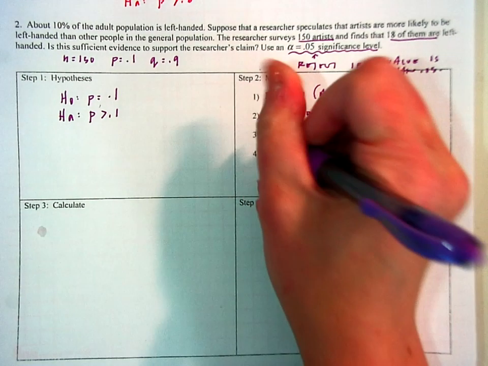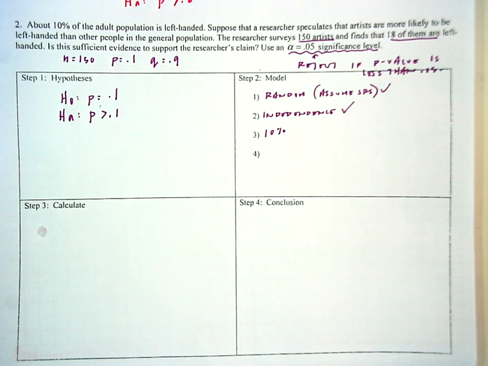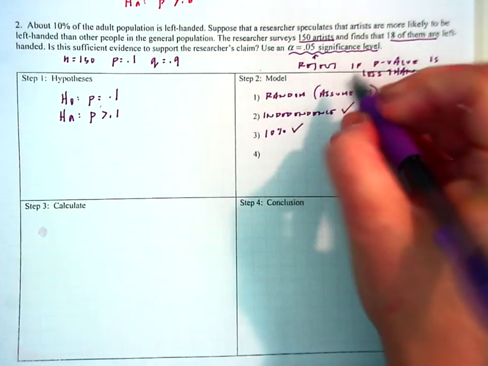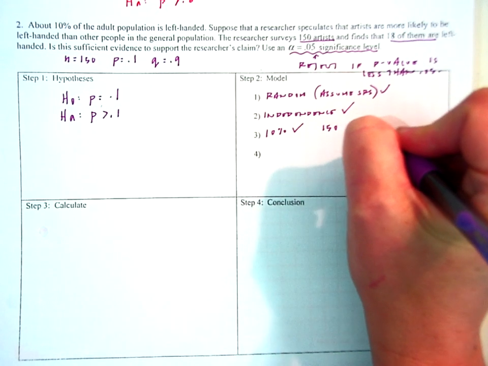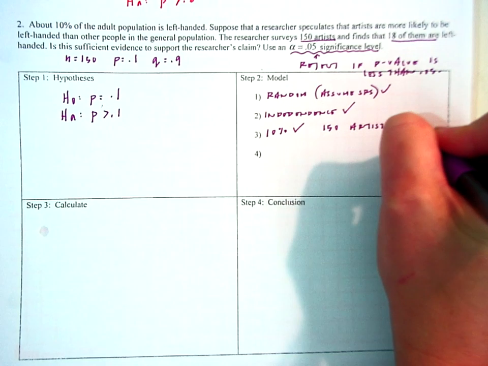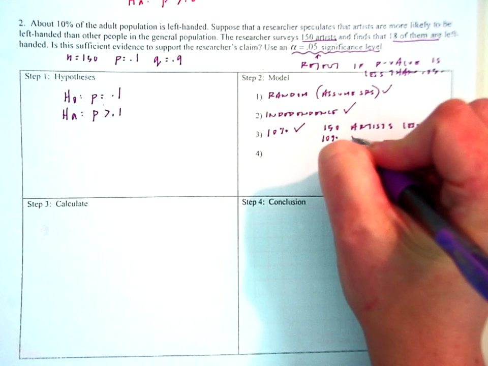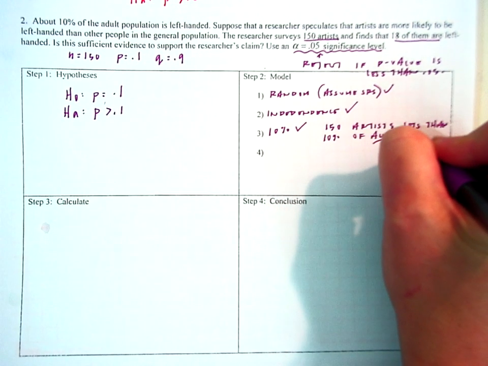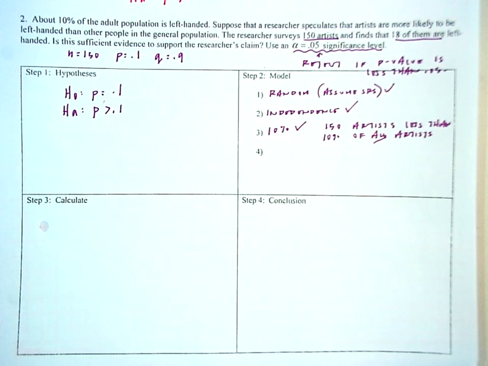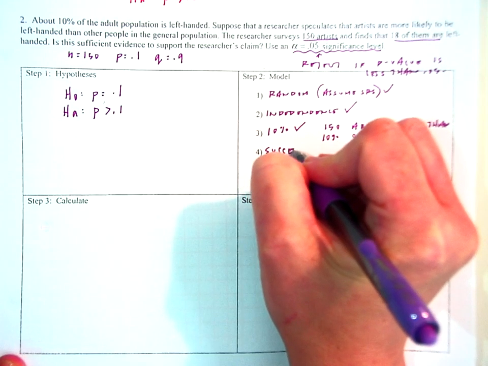Okay, how about our 10% condition? Are 150 artists less than 10% of all artists in the US? Yeah, we can assume so. So let me just write what I said. So 150 artists should be less than 10% of all artists in the US population. Okay, and then our success failure, do we have enough successes? Do we have enough failures?